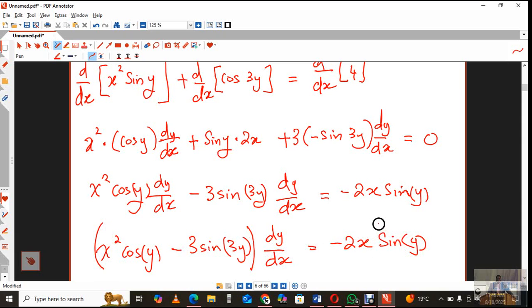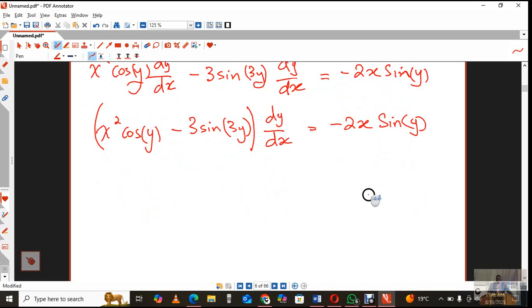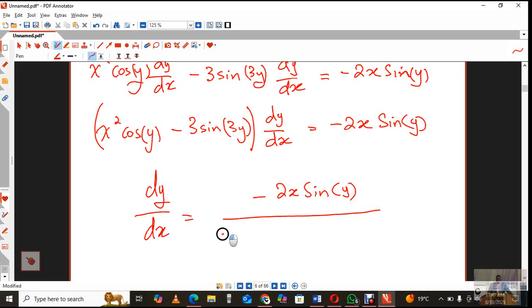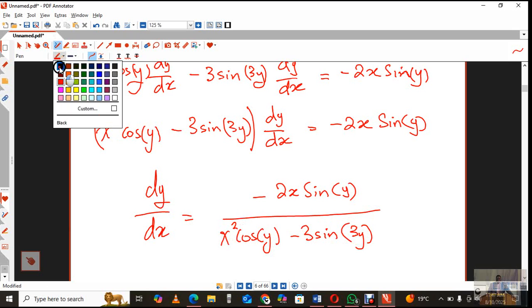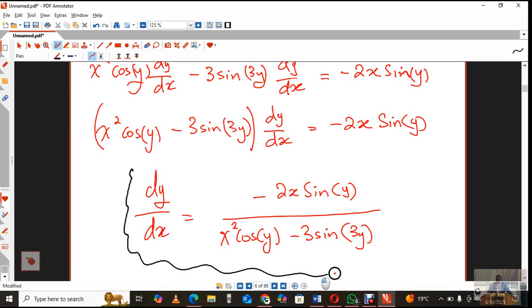Right, so the only thing left for us to do is to divide everything that is in front of dy dx over. So you're going to say dy dx is therefore equal to minus 2x sine of y, divided by x squared cos of y minus 3 sine of 3y. And I believe that is your derivative, and you are then done as far as this one is concerned.